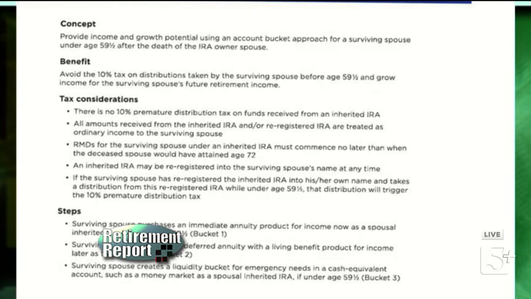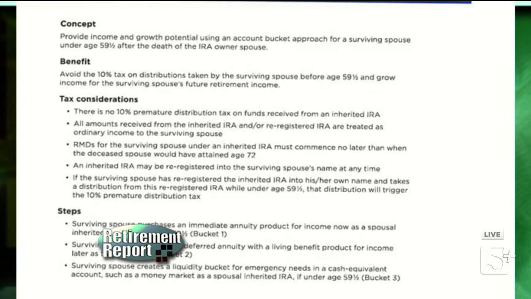RMDs for the surviving spouse under an inherited IRA must commence no later than when the deceased spouse would have attained age 72. An inherited IRA may be re-registered into the surviving spouse's name at any time. If the surviving spouse has re-registered the inherited IRA into his or her own name and takes a distribution from it while under age 59.5, again, you're going to trigger that 10% tax penalty. So we want to match this up so that's not going to happen.